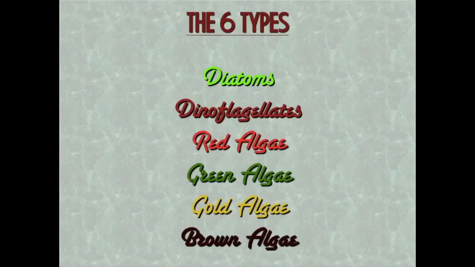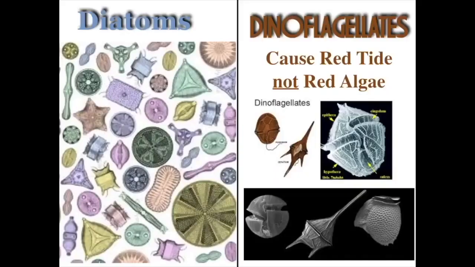Here are 6 basic types that you need to be aware of. You can see on the left are the diatoms. These are hard, shell-like protists, many different colors, many different patterns. Amazing to see what God has created.